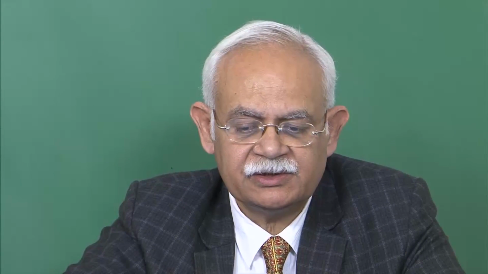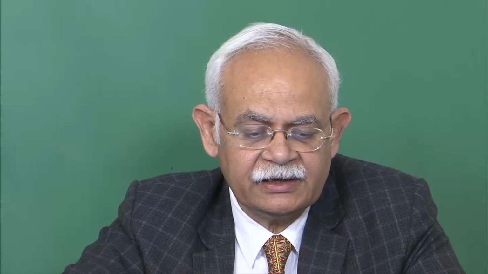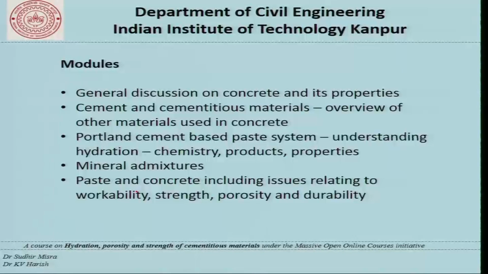Then we will move on to cement and cementitious materials, which would include an overview of all the materials used in concrete, including aggregates, their manufacturing processes, the quality control criteria, the specifications involved, and finally we'll embark upon a detailed discussion of Portland cement-based paste systems, which would mean we would pay emphasis to understanding hydration from the point of view of chemistry, hydration products, and their properties.